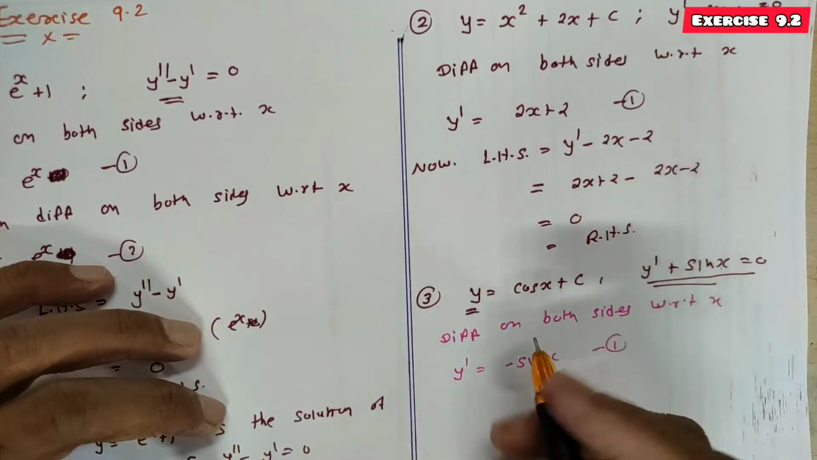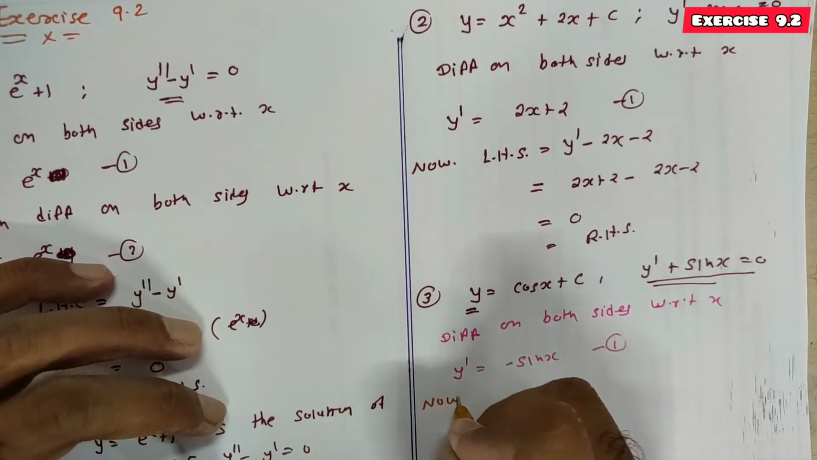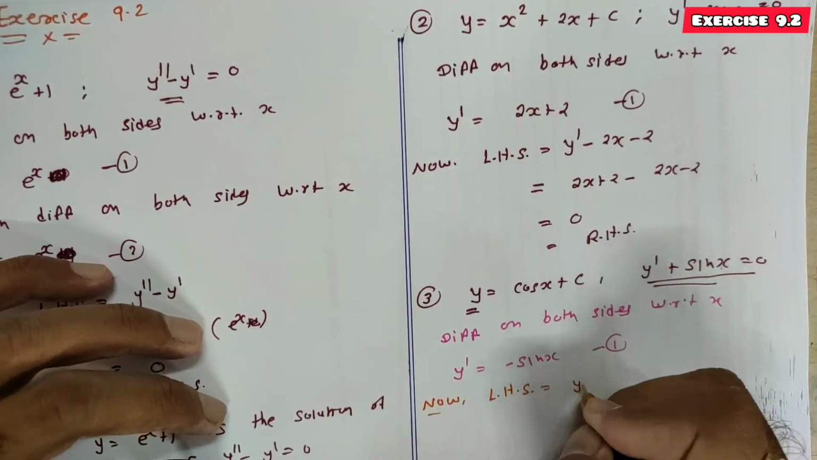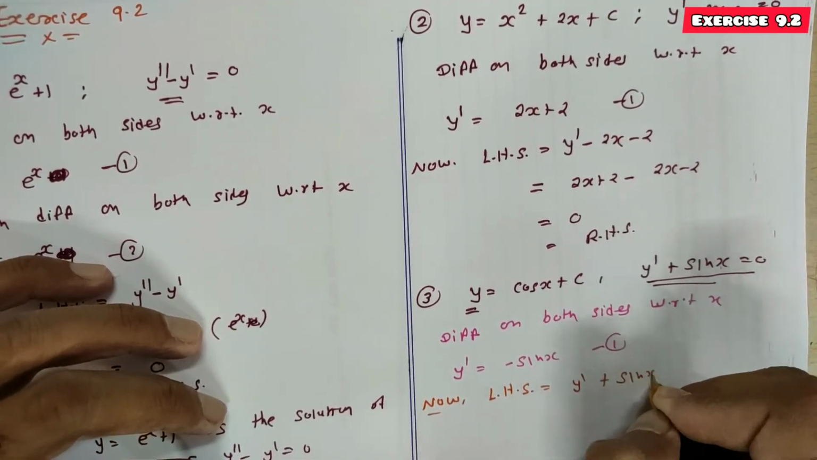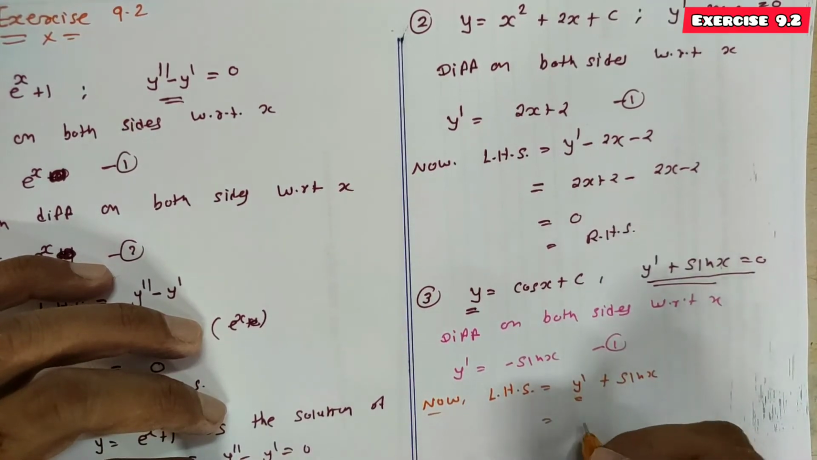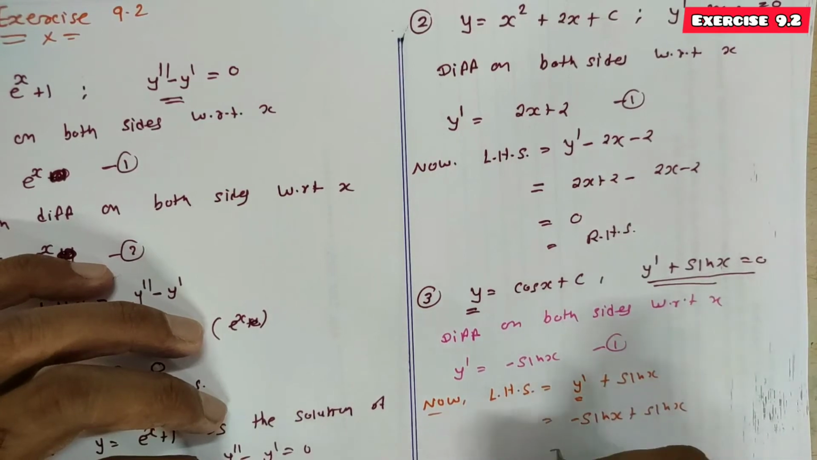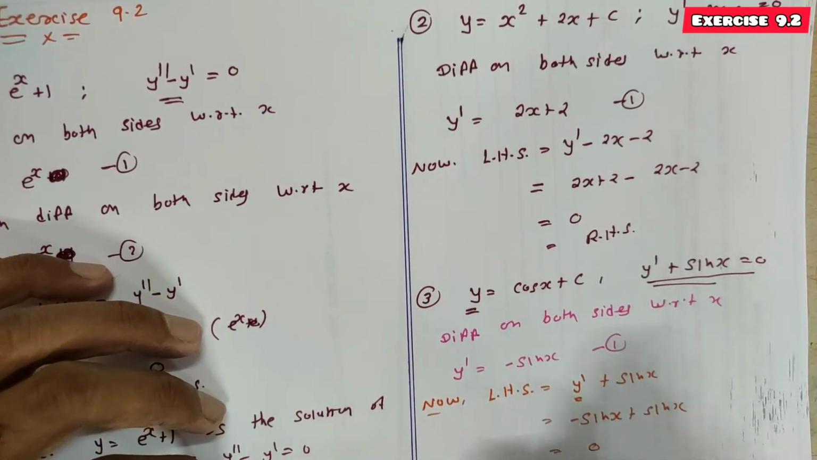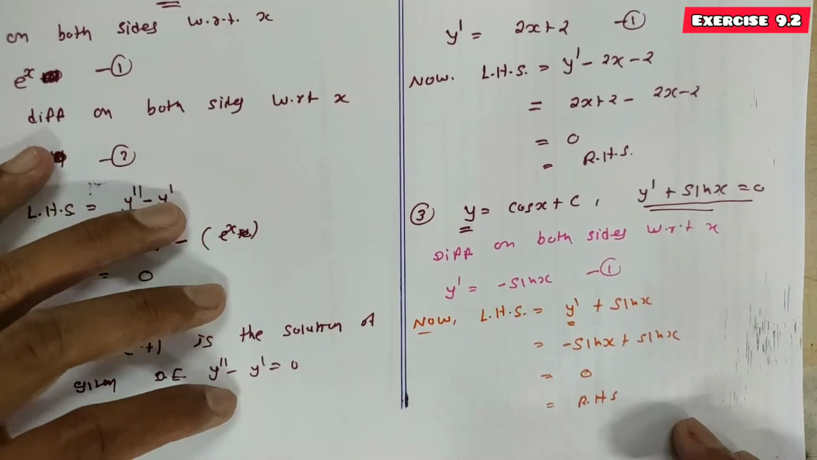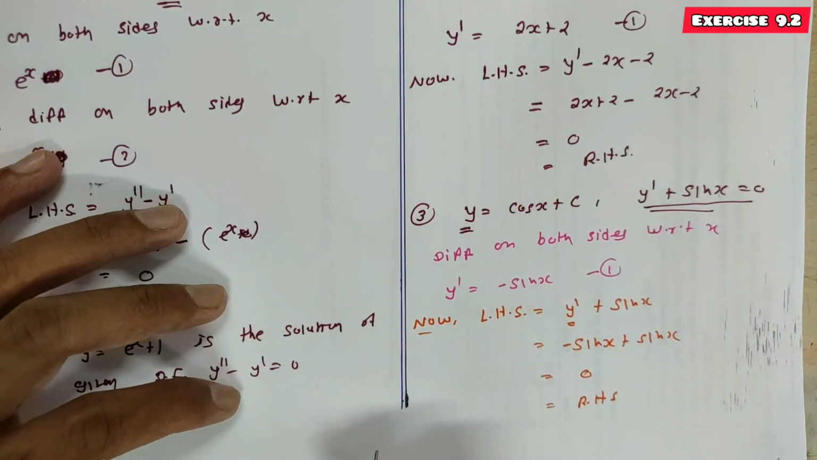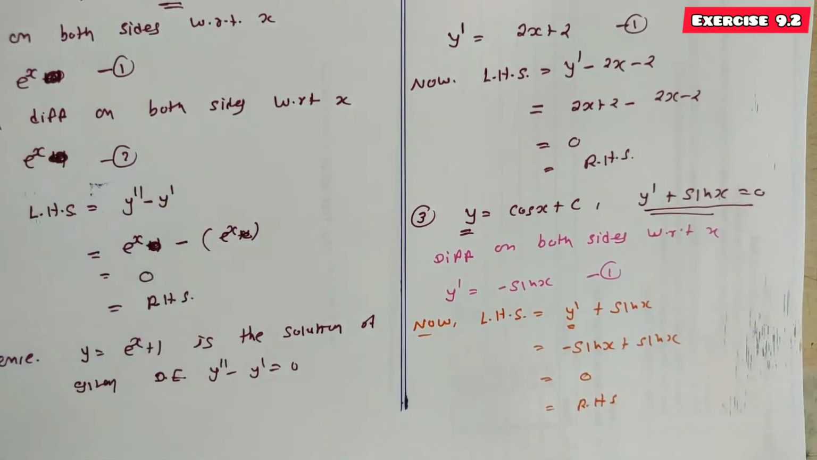So now the left hand side of this equation is y dash plus sin x, and for this left hand side put the value of y dash, which is minus sin x plus sin x. So the value of this y dash satisfies this equation, giving 0, that is equal to our right hand side. Done. So this y equal to cos x plus c is the solution of this y dash plus sin x equal to 0.